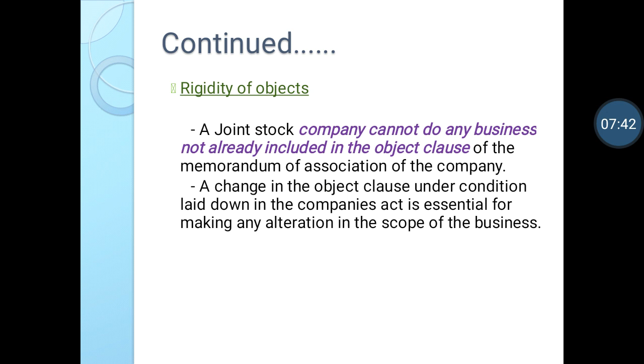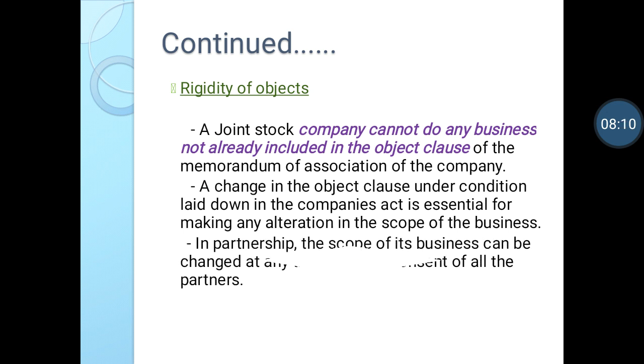A change in the object clause, under the conditions laid down in the Companies Act, is essential for making any alterations in the scope of the business. So if we need to make any changes in a joint stock company, we need to follow certain procedures, and only later can we make the alterations. After including it in the object clause, only then can we carry it on in the business. In the case of a partnership, the scope of the business can be changed at any time with the consent of all the partners. So there are no formalities or tedious procedures in changing the objects.